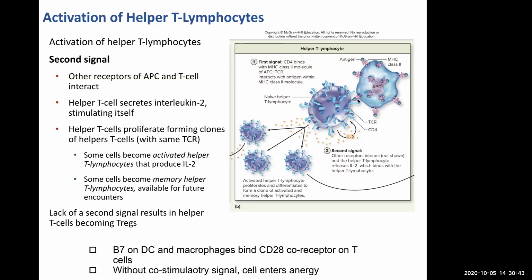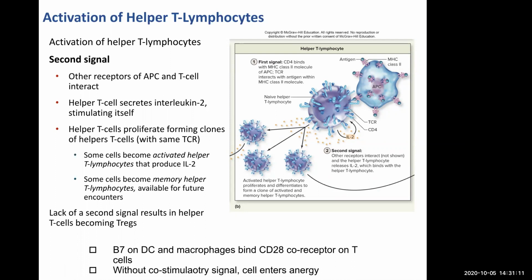And simultaneously, you have B7 interacting, and this B7 and CD28 are not drawn on these pictures, but you have B7 that you find on the surface of the professional antigen presenting cell, interacting with CD28 on the T cell. And that co-receptor signal is required in order for memory to take place, right?